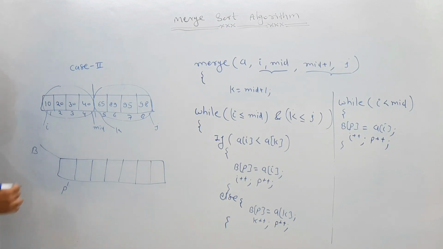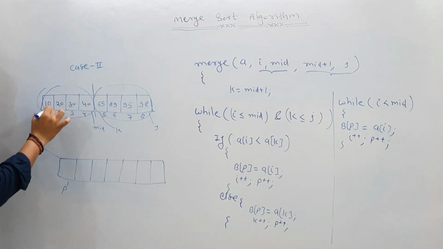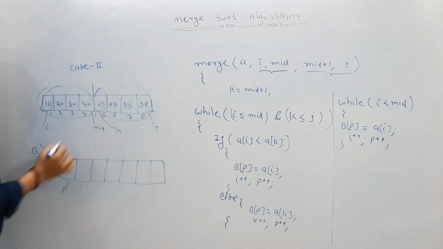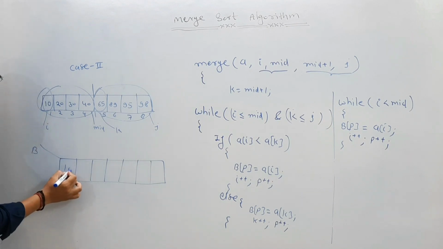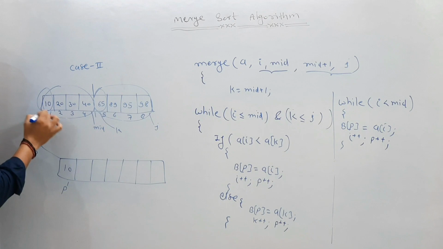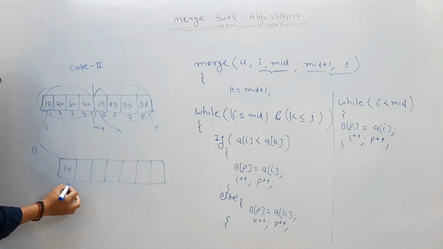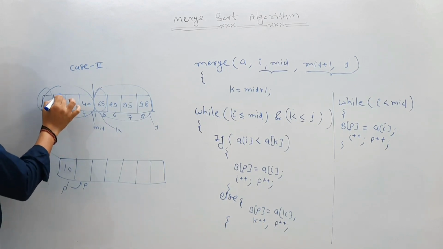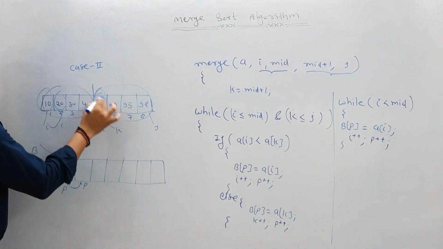Now what we will do: first we are going to compare the first element of the first array with the first element of the second array. Whichever is minimum we are going to simply copy. So 10 will be copied here, correct? Then, if this element is copied, we are going to increment this P to the next location, and we are also incrementing the I, correct? So that we can compare next time 20 and 65.